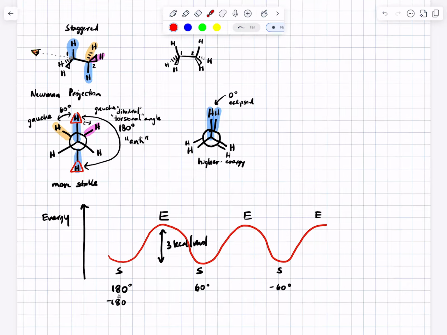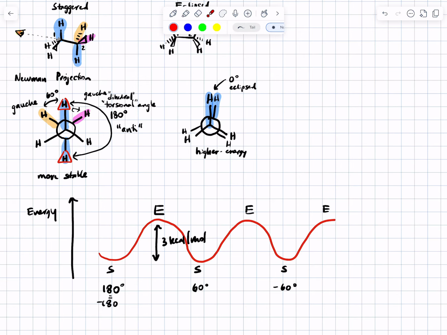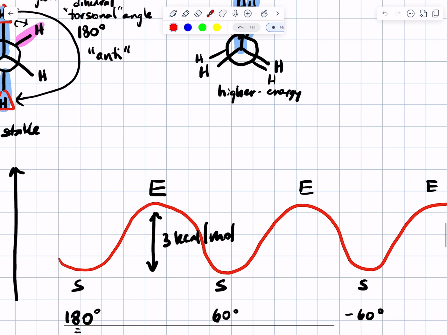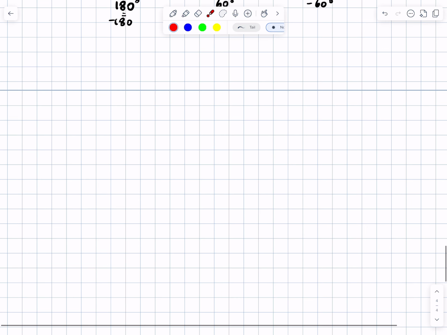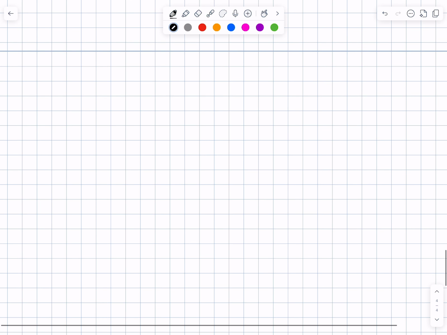Okay, so now what we're, go ahead. Is 3 kilocalories per mole for any type of molecule? The barrier, 3 kilocalories per mole, will depend on how big these groups are that are eclipsed with each other. So let's start to answer that question by having you look at your quiz.